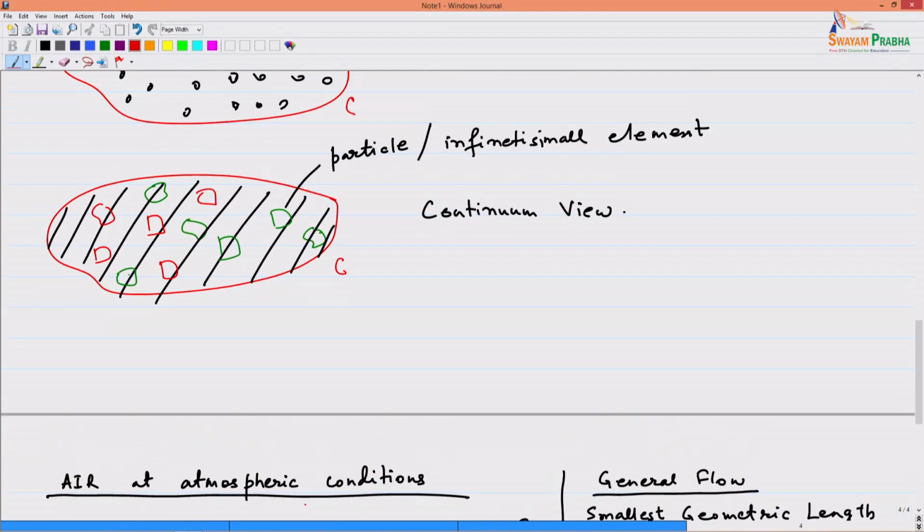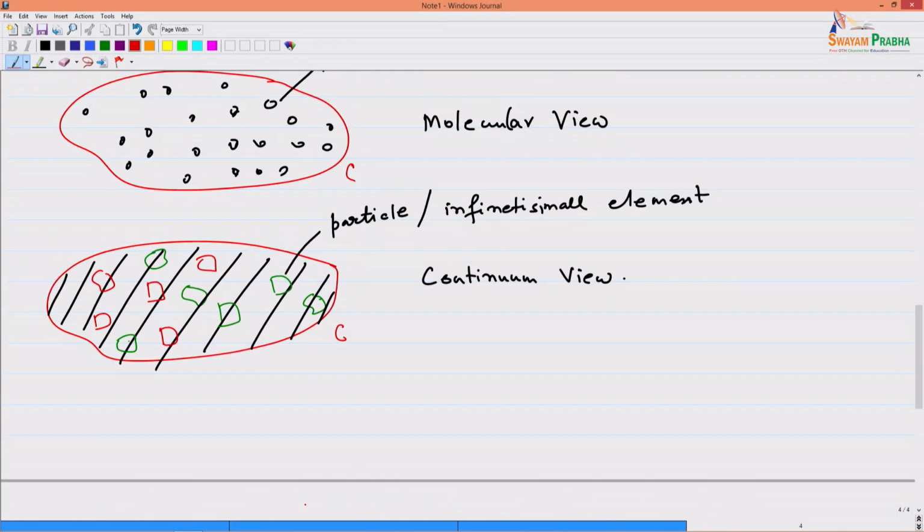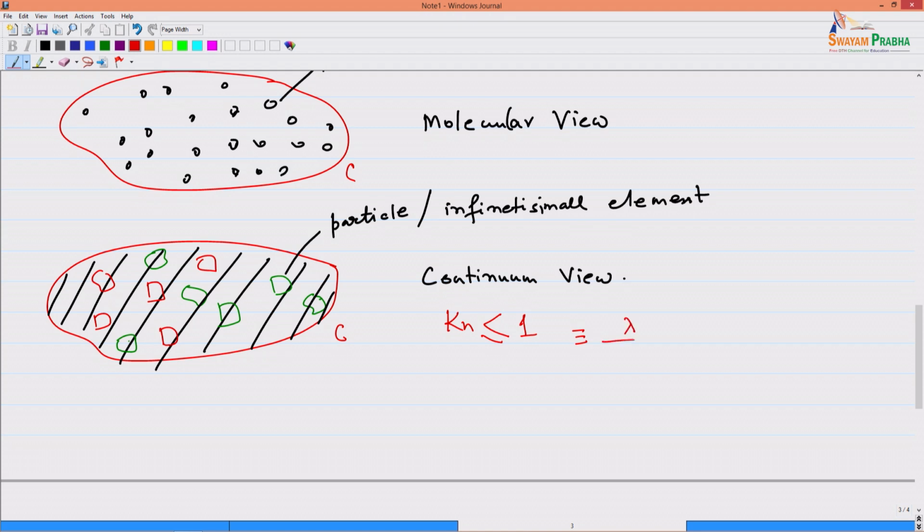What do I mean by that? Let me just say that one more time. What we are saying here is that the Knudsen number is less than 1, which means mean free path by geometric length is less than 1, right, which essentially means L.